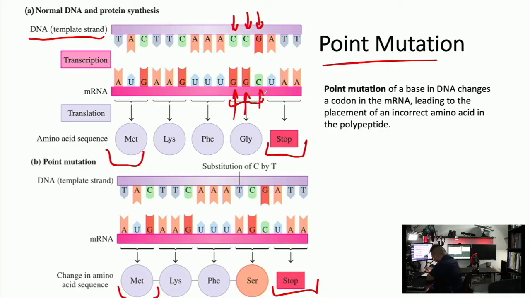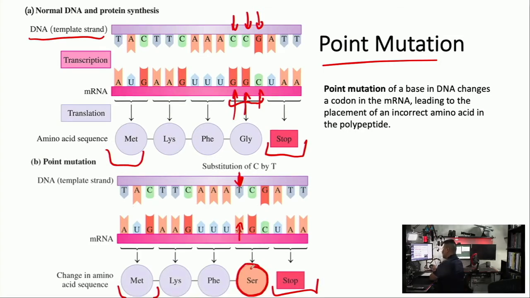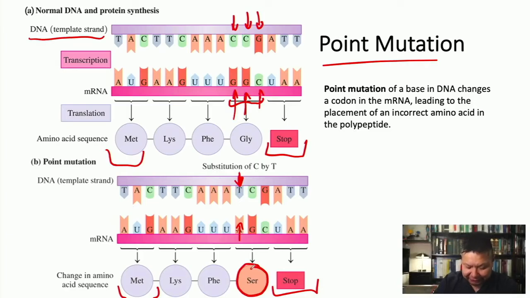GGC. But since it's a point mutation, one of the C's got changed to a T, and now the anticodon is an A, and so instead of getting a glycine there, you get a serine, which is very similar to what I said before, changing a serine to a glycine. But this one is changing a glycine to a serine, and that's called a point mutation. You see how changing just one nitrogenous base, one nucleotide, with a point mutation, you get a completely different amino acid? So that's definitely not silent. And there's no telling what this can do.